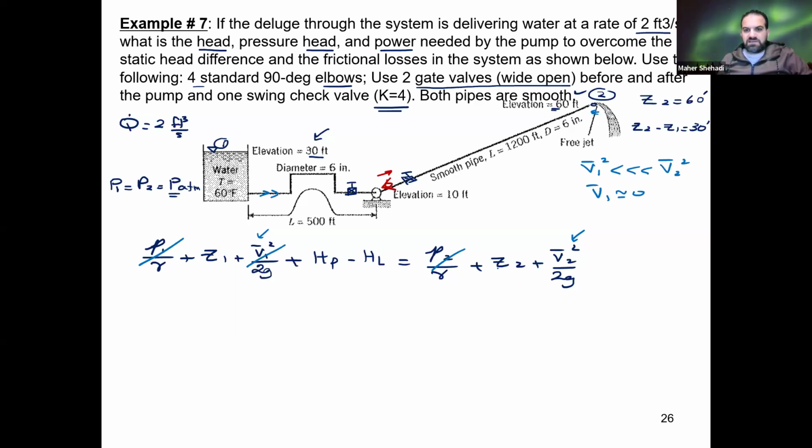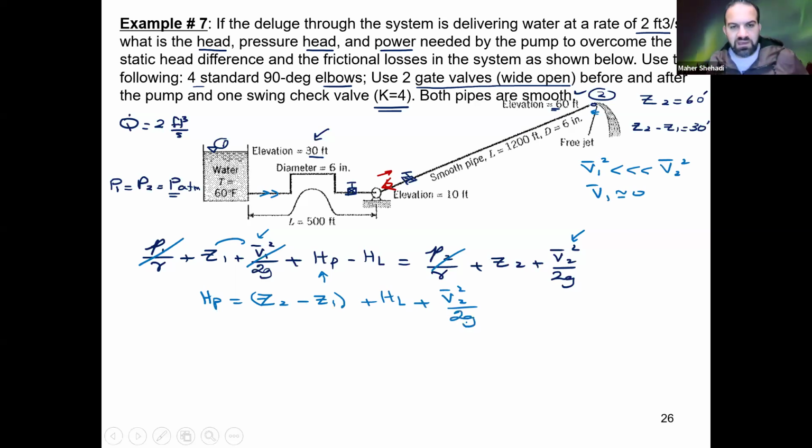We will need to find the velocity. Z2 and Z1, we have it. We're looking for the head of the pump. So I think we're good in terms of that equation. I can rearrange everything. So first, the static head, it's Z2 minus Z1. I'll take Z1 to the right side. I'll take the head loss, and then V2 square over 2G.